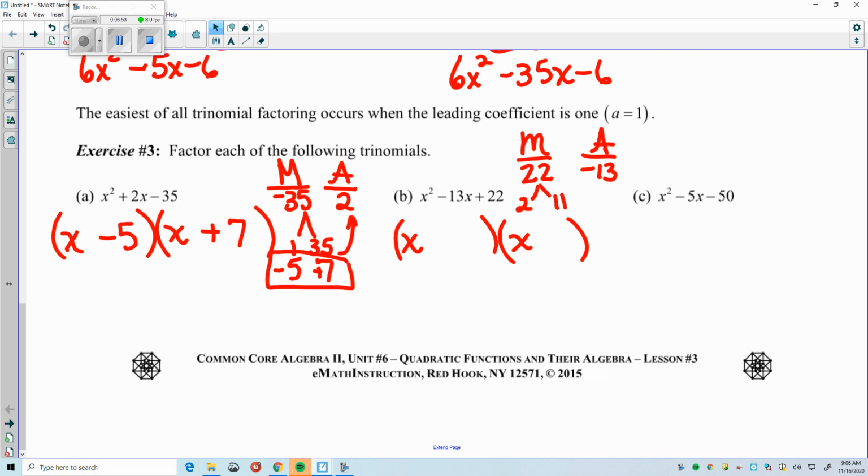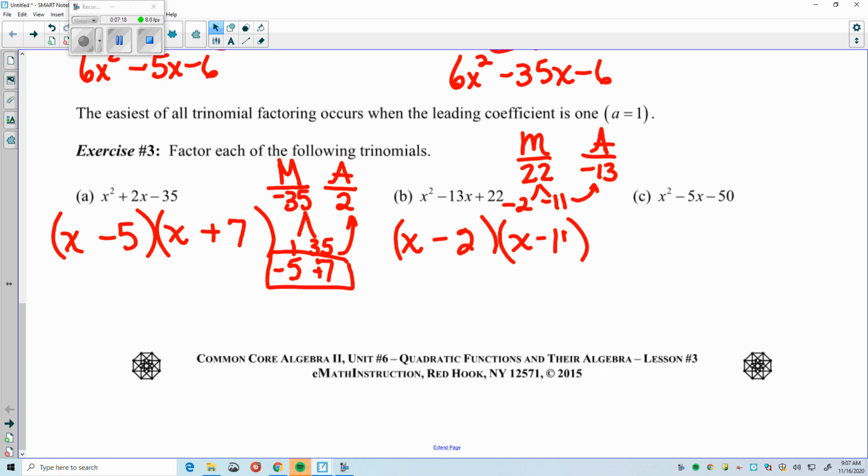Now again, if it has to multiply to be 22, I want to think the sign of my middle term is negative. So that means my larger term is negative. Okay, so a negative times what gets you a positive? A negative times a negative gets you a positive. And if I think negative 2 plus a negative 11, that's going to add to get me the negative 13. So those are our two factors.